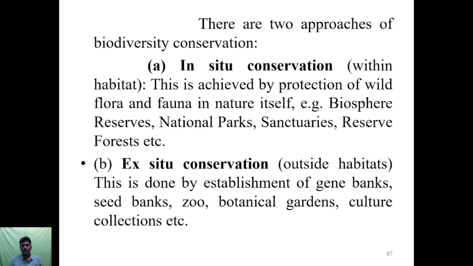There are 2 approaches to biodiversity conservation: in situ conservation and ex situ conservation. That is, within habitat and outside habitat. In situ conservation is achieved by protection of wild flora and fauna in nature itself. Examples: biosphere reserves, national parks, sanctuaries, reserve forests. Ex situ conservation is done by establishment of gene banks, seed banks, zoos, botanical gardens, culture collections.